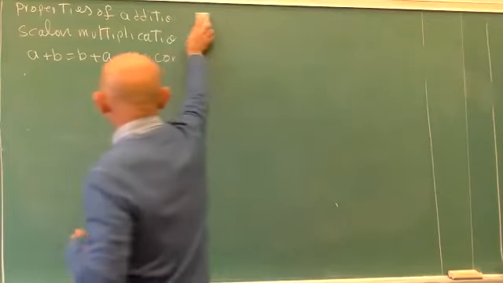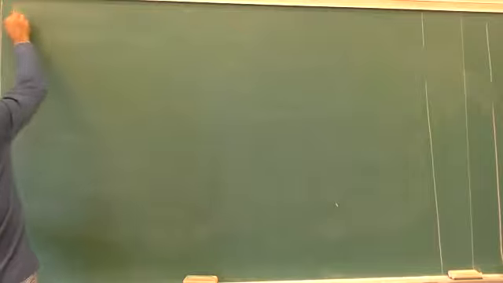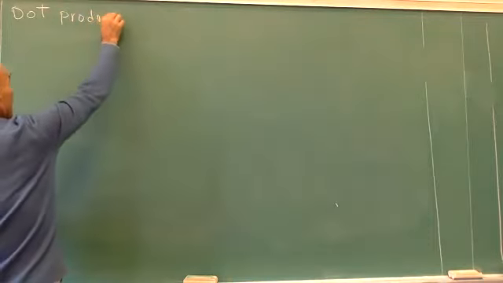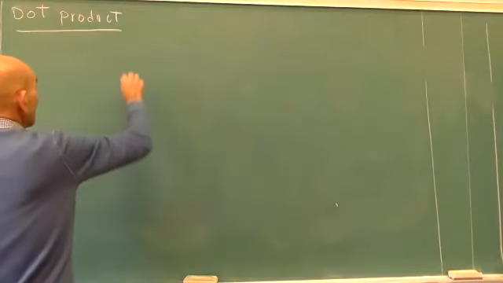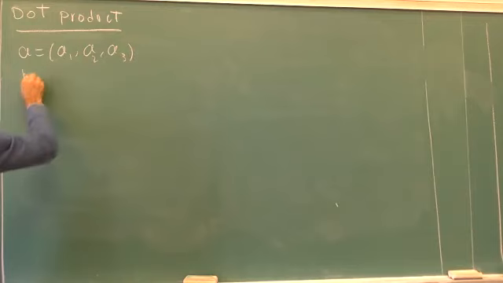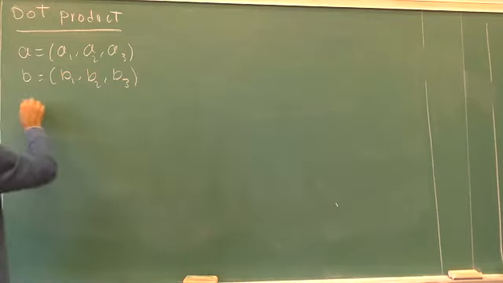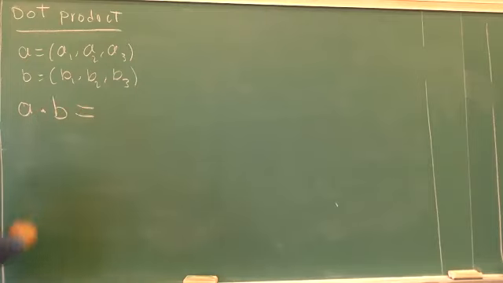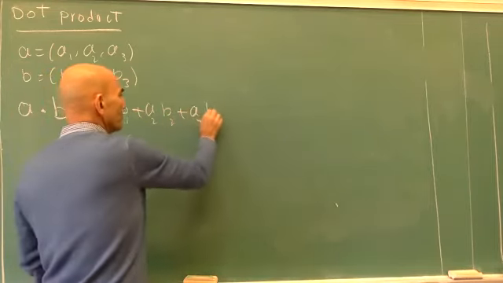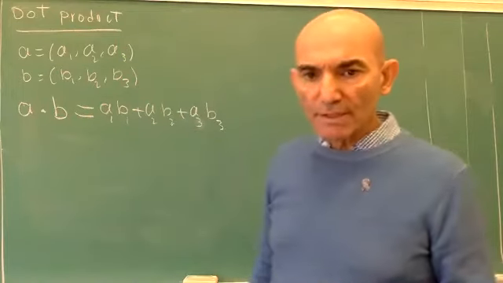What we are going to do next is talk about the dot product. If you have two vectors A equal to A1, A2, A3 and B equal to B1, B2, B3, the dot product A dot B is defined as A1 B1 plus A2 B2 plus A3 B3.